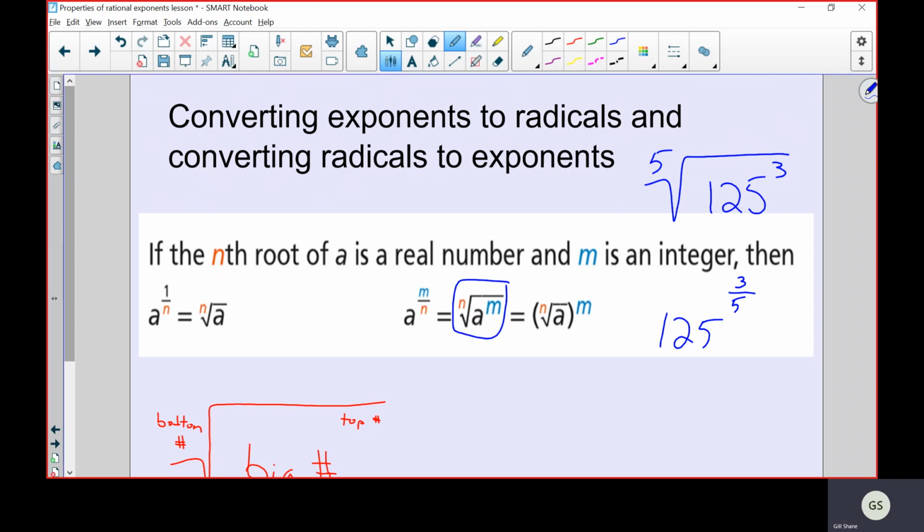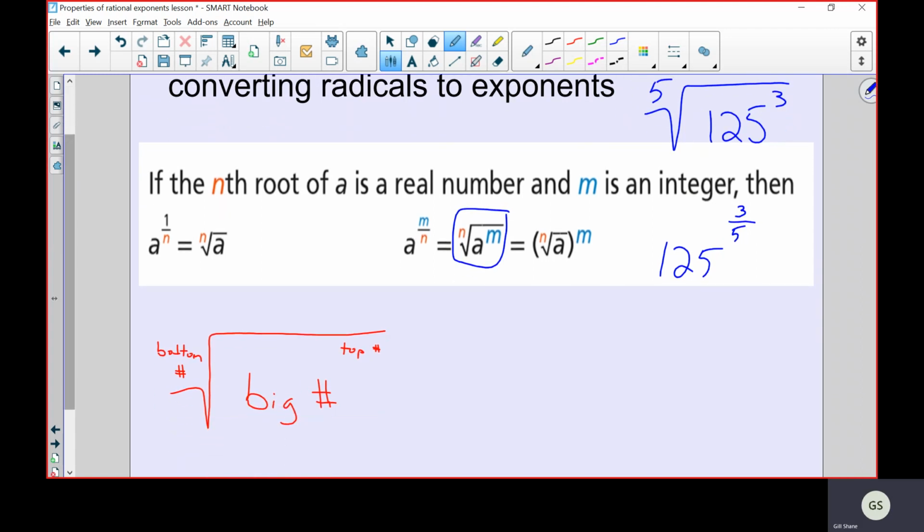The way I would do this to keep it clear, write down what m and n equal, or I'll just have you write this down now. Write this really big. It is big number, which is the base, top number, which is in the exponent position, and then bottom number, which is the root.